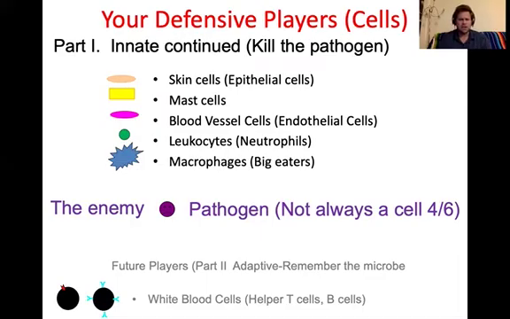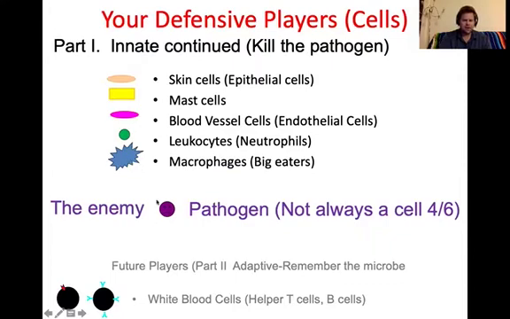There are slides of what your skin looks like. So anytime you see this image, that is representing what your skin cells are. Anytime you see this, this is another type of cell called a mast cell. These are blood vessel cells. These are leukocytes, also called neutrophils, which are a type of white blood cell. These are going to be your macrophages.